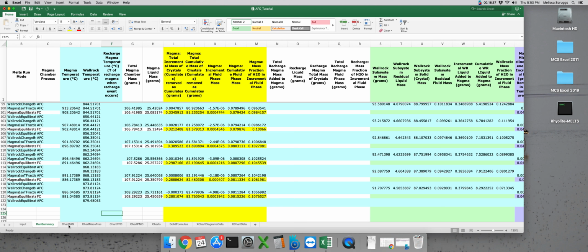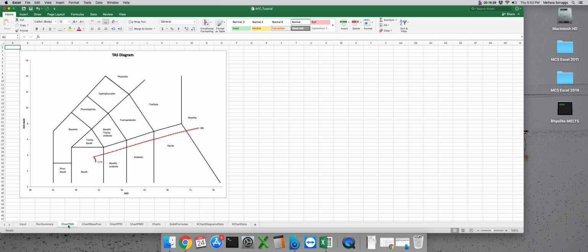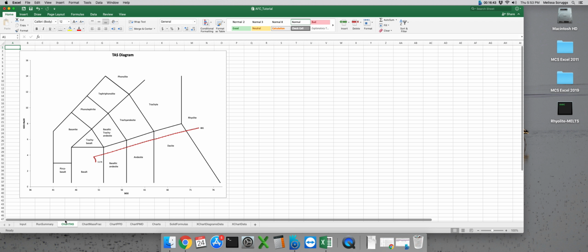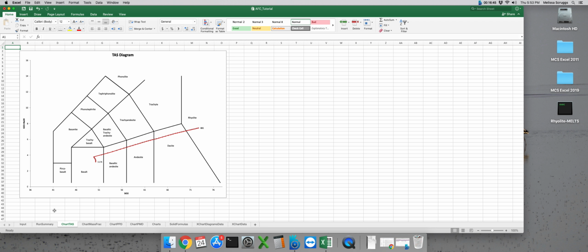So the next tab is labeled Chart TAS. In this tab, you'll find a generated total alkaline silica diagram complete with the results of the run. Not only is this nice because we've done the work for you, but the starting and ending temperatures of the run here, 1,174 for the liquidus temperature and 881 for the final temperature, are recorded on the chart.